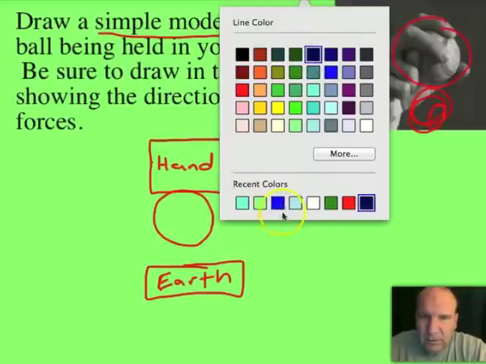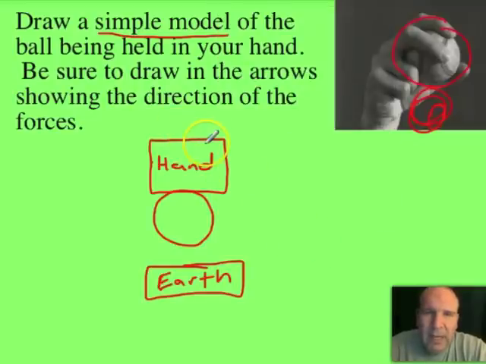I'm going to change my colors a little bit. Okay, so we have the hand, and this is the ball, right? What are the forces? You're going to have a contact force between the hand and the ball, so I'm going to draw on both arrows. Remember, they come in pairs. They're going to be solid lines because they're contact forces.